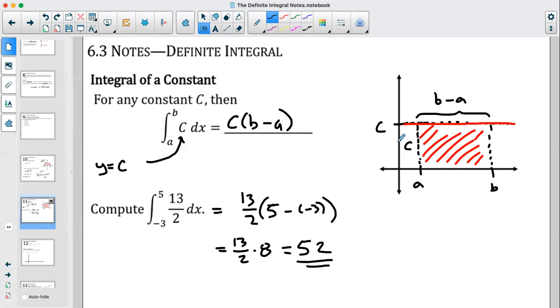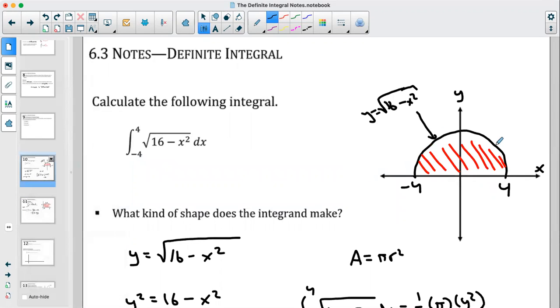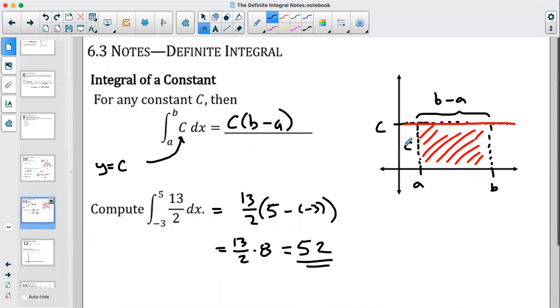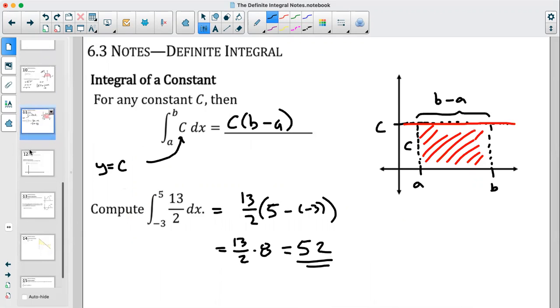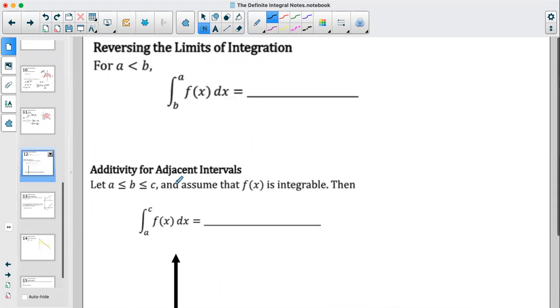So there's another way we could do this integral. If we're remembering that the integral is the area between the curve and the x-axis. Here, that area was a semicircle. Here, that area was a rectangle. Both of those are things whose areas I know how to find. Right.